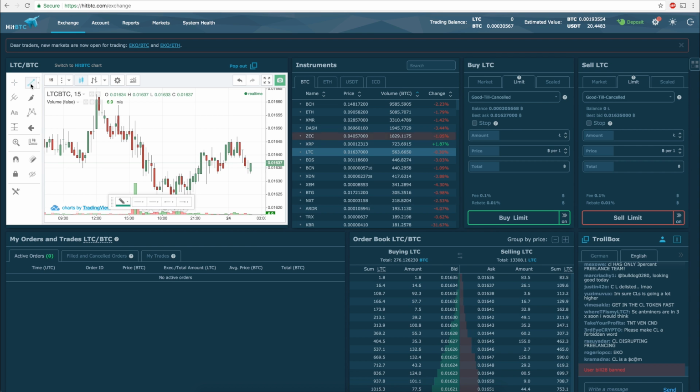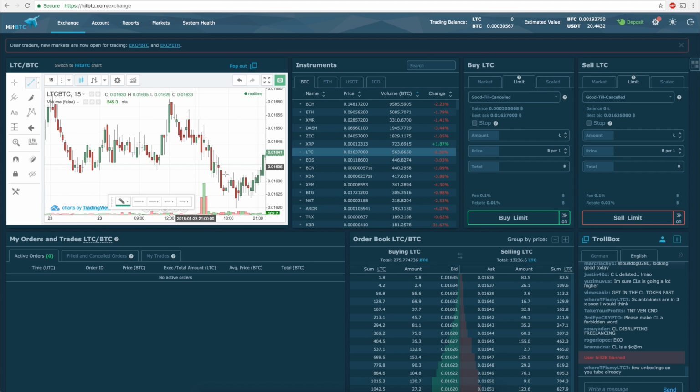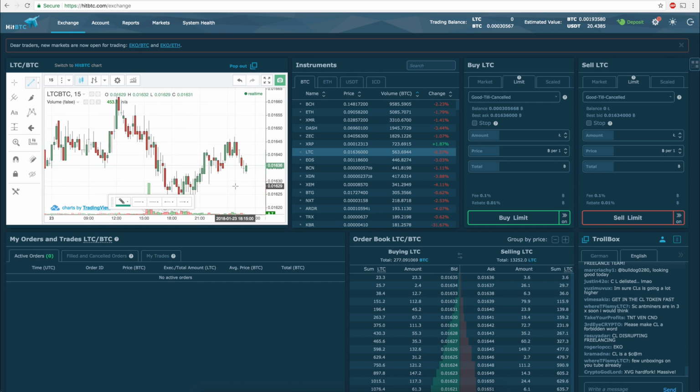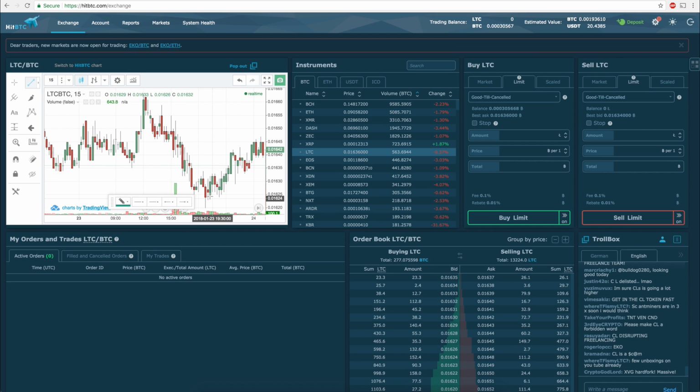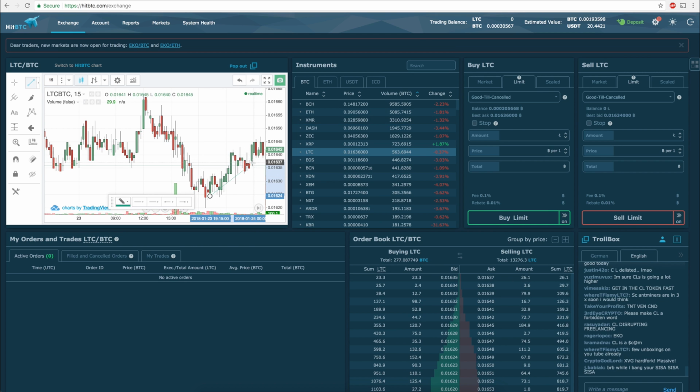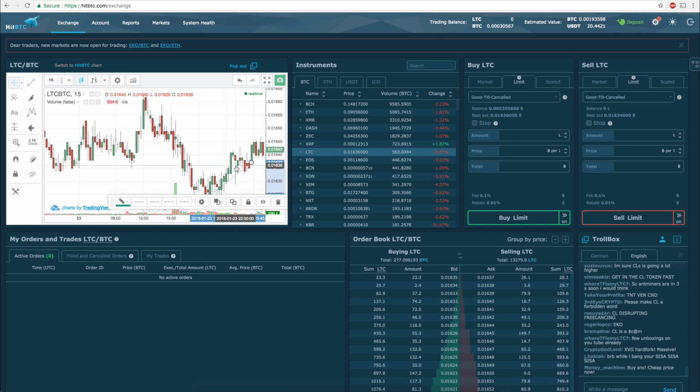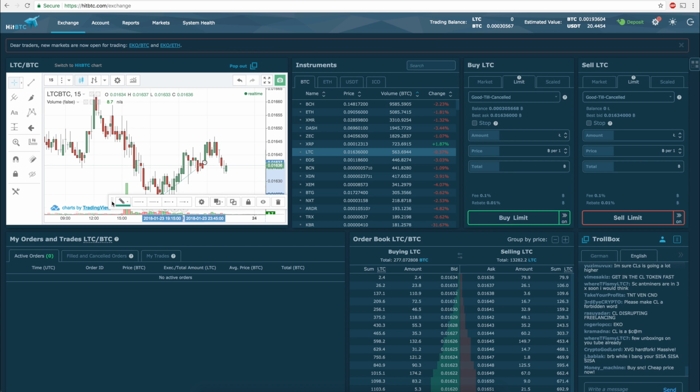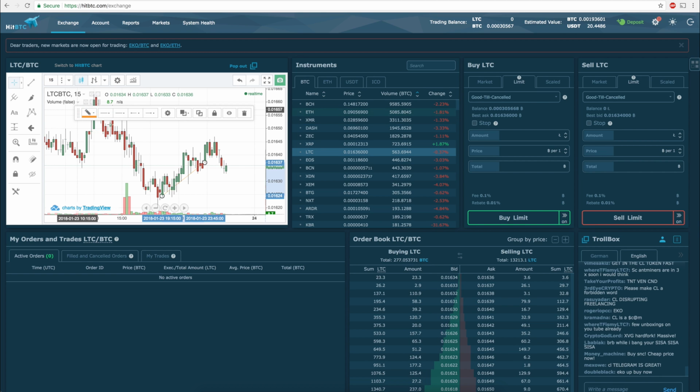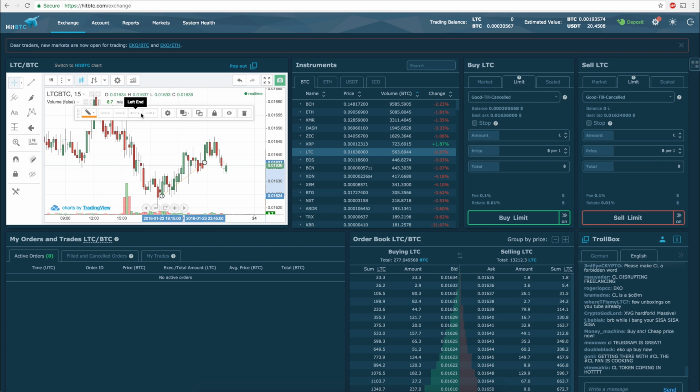So if you want to draw a line to try to get a trend line going, you can just press and let it go, and you can really get a visual representation. And this little thing moves around, and you can change the colors of the lines as well as how they look and where they go.